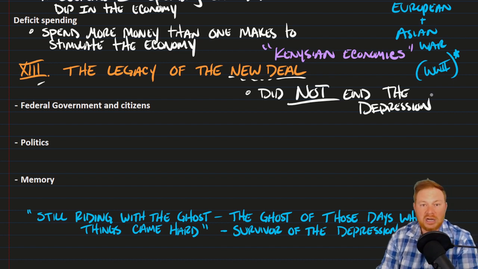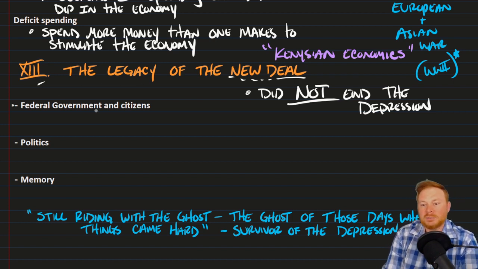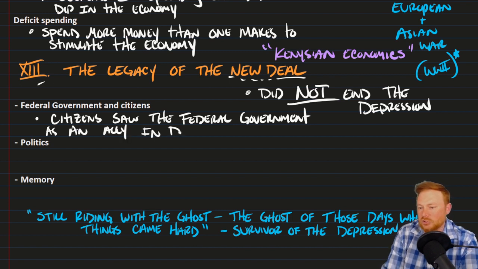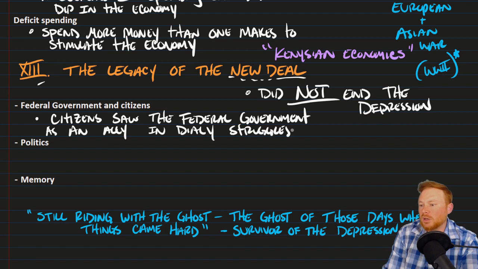With that being said, even though it did not end the Great Depression, there are still some very, very important things about what the New Deal did. One of these things we talked about earlier, and that is fundamentally changing the relationship between the federal government and its citizens, right? Citizens, we'll say, saw the federal government as an ally in daily struggles, right? And by daily, primarily meaning economic. An ally in daily struggles. The federal government was now responsible for the well being of its citizenry.